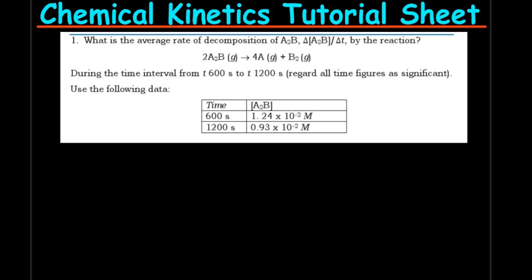So we're going to answer a chemical kinetics tutorial sheet. This is like the fourth tutorial sheet I'm answering and uploading. We have quite a number of questions that we're going to go over. As you can see, in question 1, we're going to determine the average rate of decomposition.